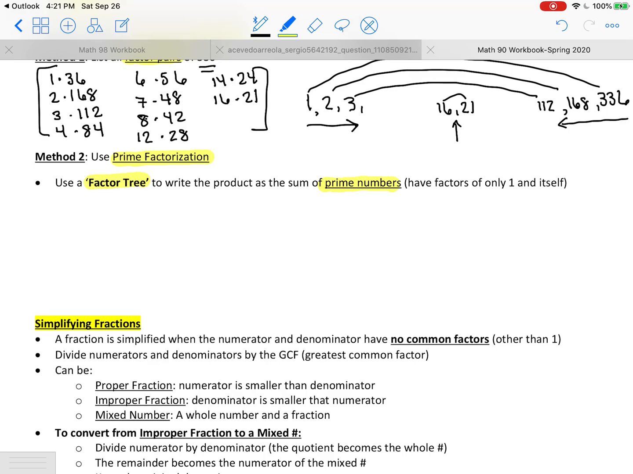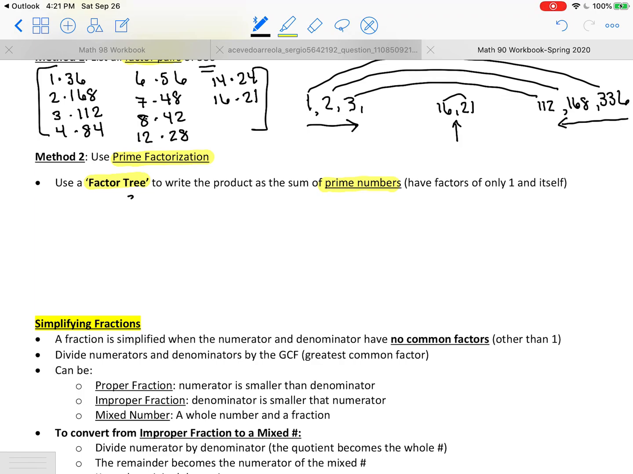And remember that prime numbers only have factors of 1 and themselves. So like 3 is a prime number. 1 times 3, those are the only factors of 3. 5 is a prime number, right? Only factors of 5 are 1 and 5. 2 is a prime number. So that's kind of what we're getting at there.